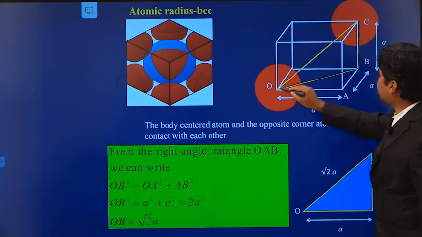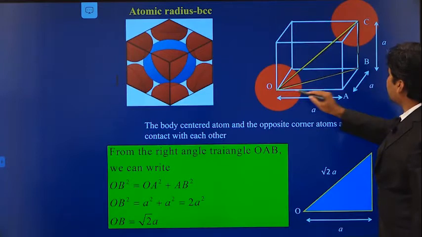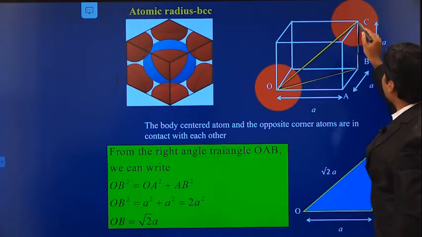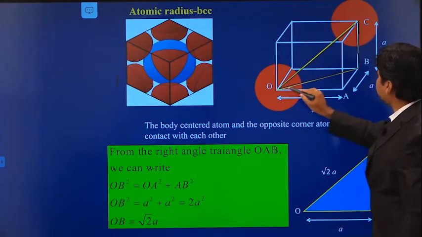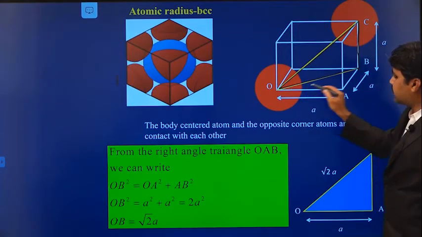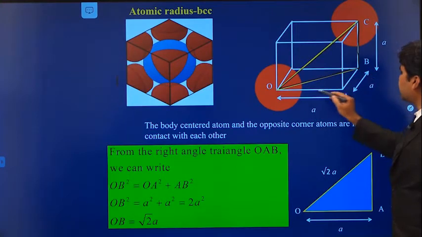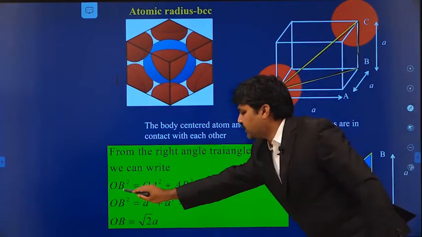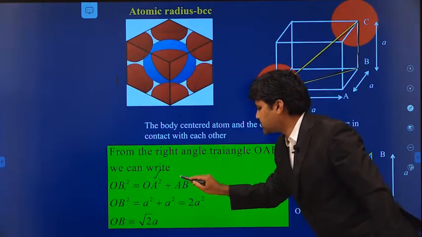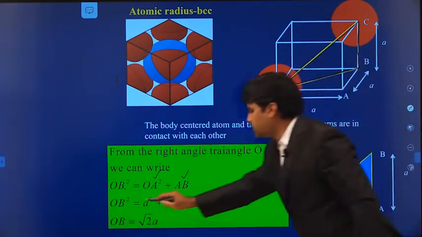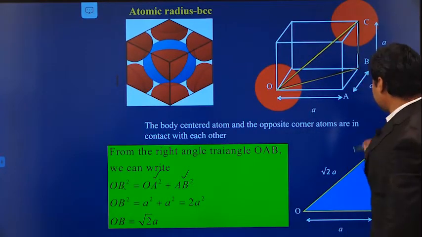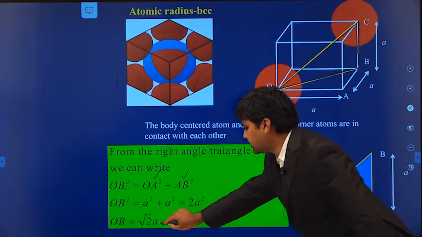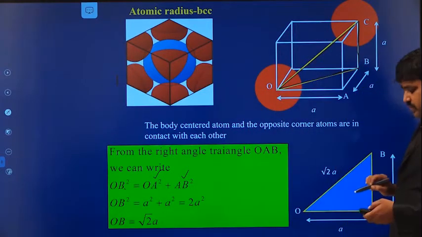This is the value of OB, and next we are going to take the OBC triangle. First we estimate the OB value, because we need to estimate the OC. So in order to calculate OB, first we take the right angle triangle OAB. From this right angle triangle we can write, hypotenuse square equals side square plus side square. So OB square equals OA square plus AB square. From this we can calculate the OB value, that is equal to square root of 2A.